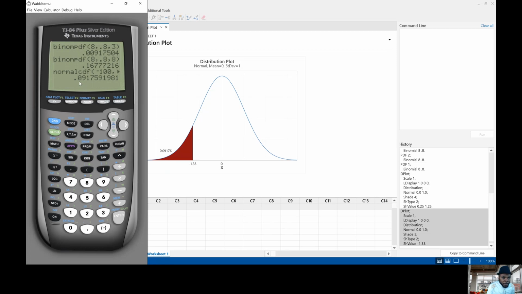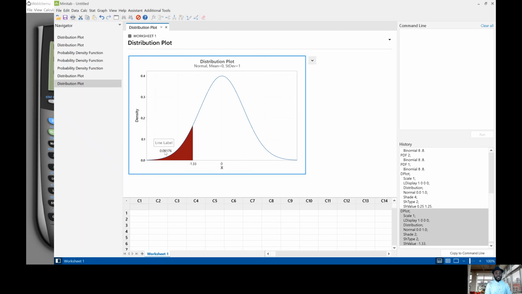What do we have? 0.0918, and this is rounded to 0.09176. So you see, we got the same thing. Awesome.